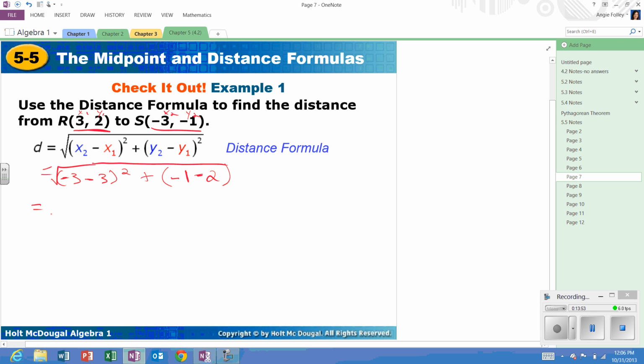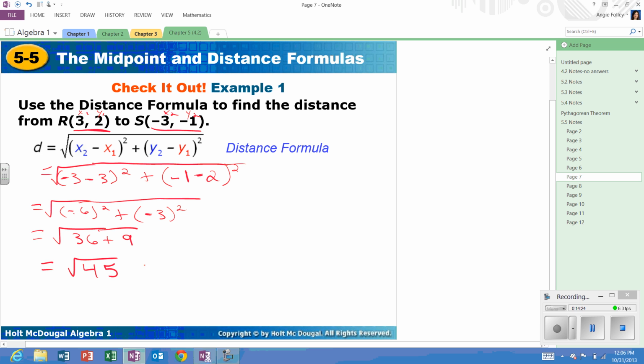Okay, so -3 minus 3 is -6 squared, plus -1 minus 2 is -3, squared. I forgot a little square there. So we're doing everything under the radical first, you guys, so make sure you're aware of that. A negative times a negative is a positive 36. A -3 times a -3 is 9. And that is going to give us the square root of 45.